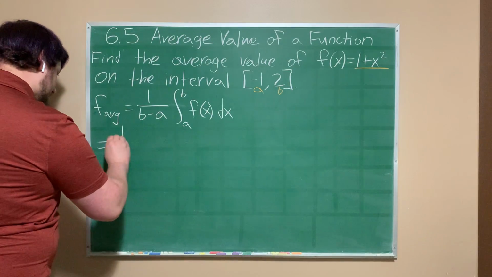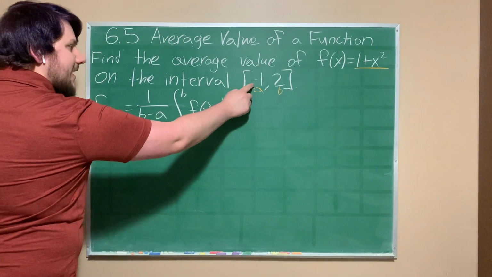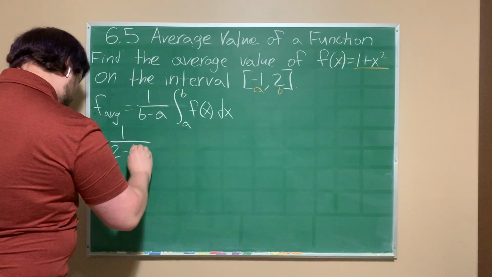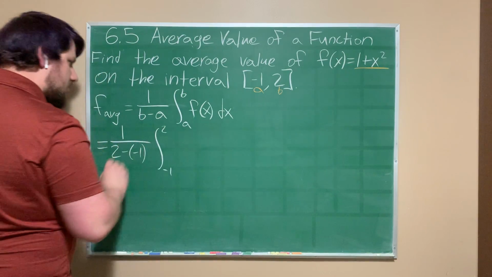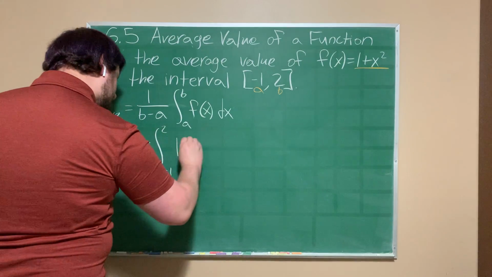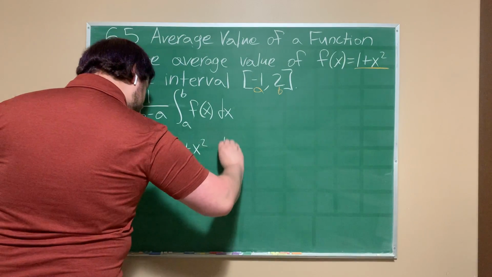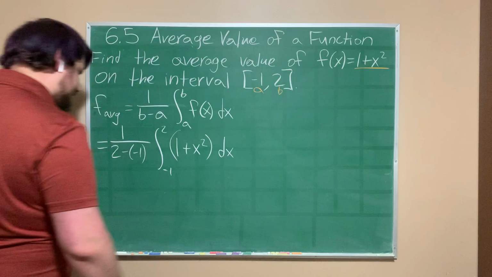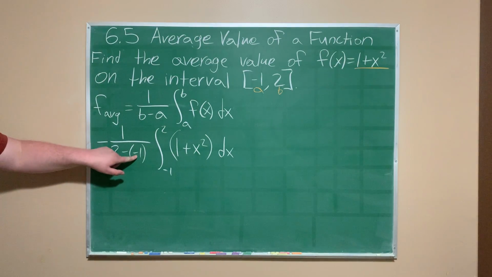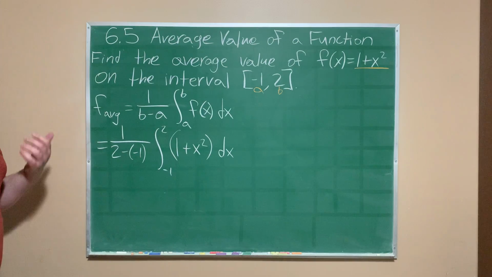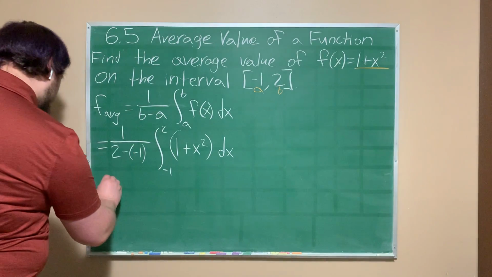This becomes 1 over 2 minus -1 times the integral from -1 to 2 of our function 1 plus x squared dx. All right, 2 minus -1, that's plus a positive 1 is 3, so we get 1/3 on the outside.